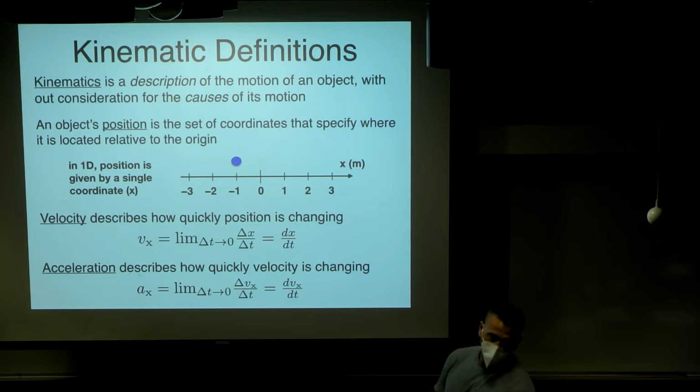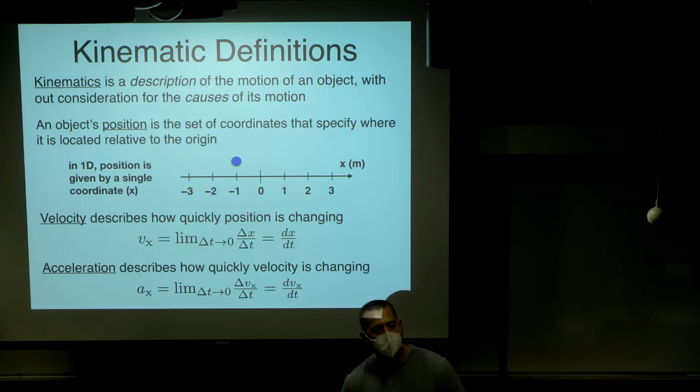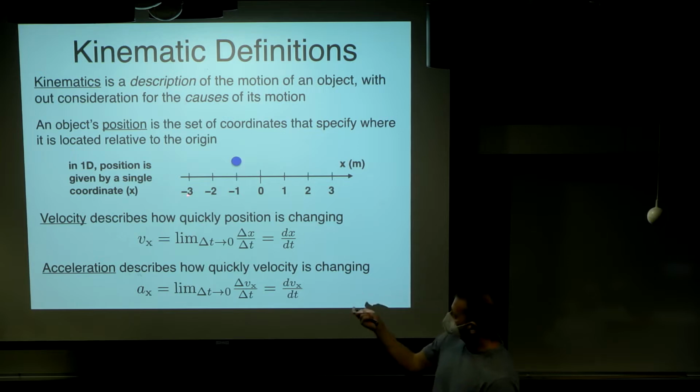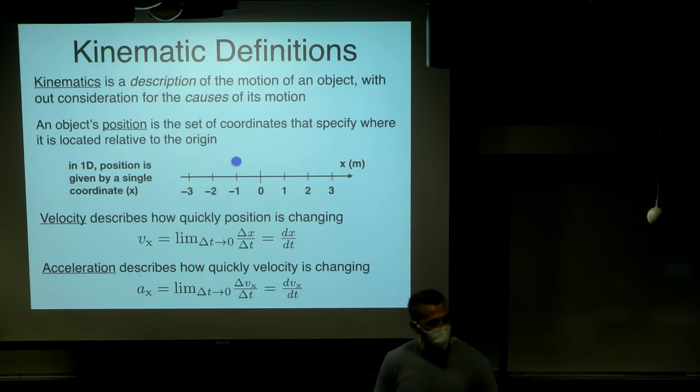And so we start with position. That's the most basic kinematic quantity we can think of. It's just a set of coordinates that tells you where something is located. And of course, if we're talking about a set of coordinates, we need some kind of coordinate system that we're working in, so we're clear on what we mean.